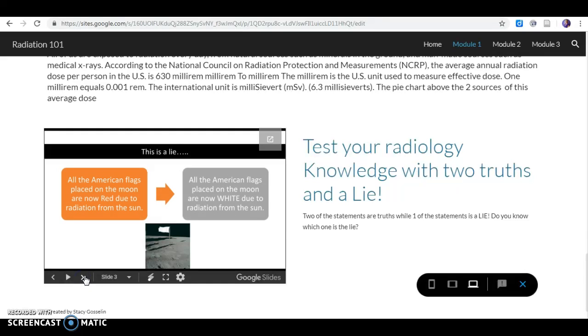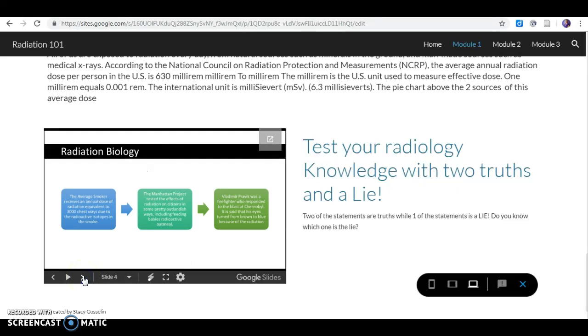That would be that all the American flags on the moon are now red due to the sun. It is very false. All the American flags are now white due to the radiation of the sun. Which means the other 2 statements were very true, about the man's jaw falling off and the radioactive bananas.